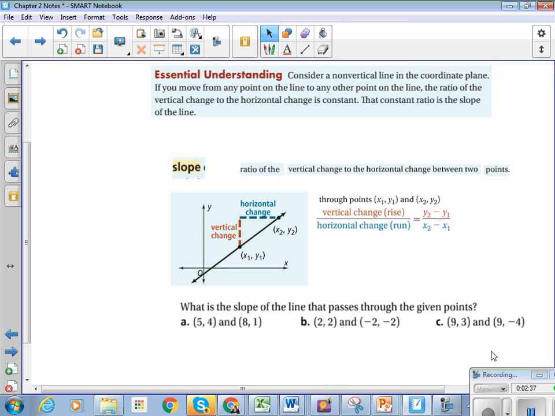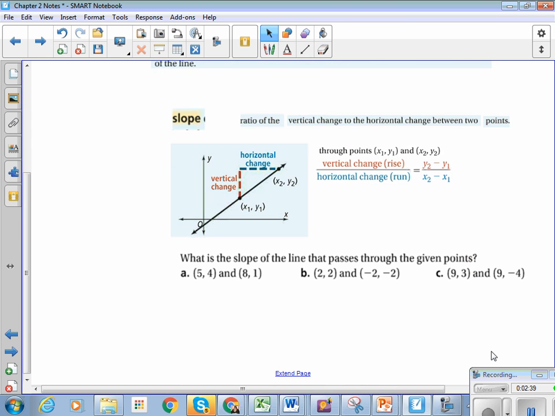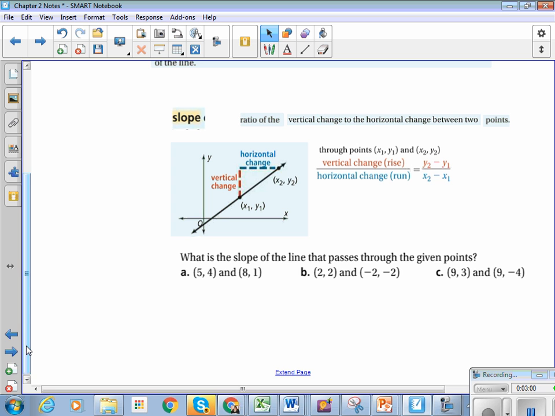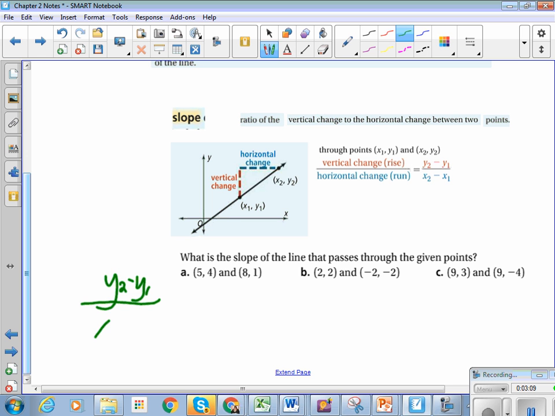Okay, so we are going to apply this concept to these 3 problems. You don't have to write the instructions. We're finding the slope. That's the topic of this whole section. So go ahead and write the coordinates down, and we're going to find the slope between these points. Just to remind you, y's go on top, x's go on the bottom.